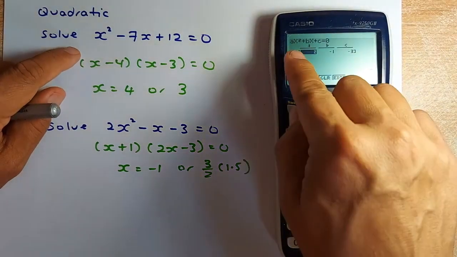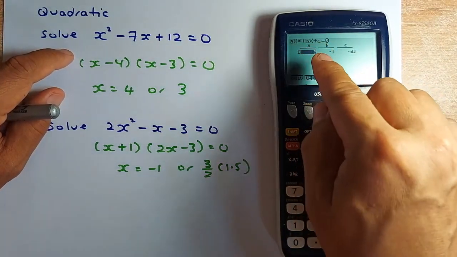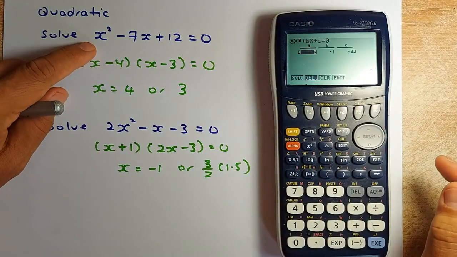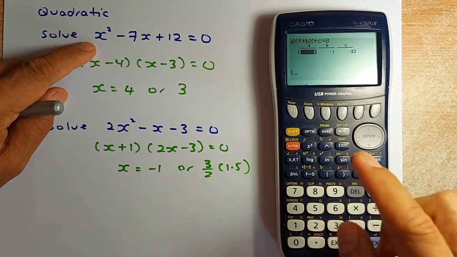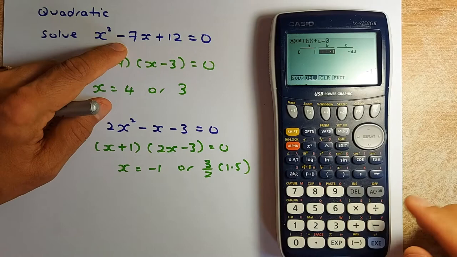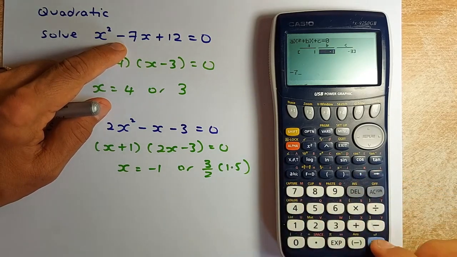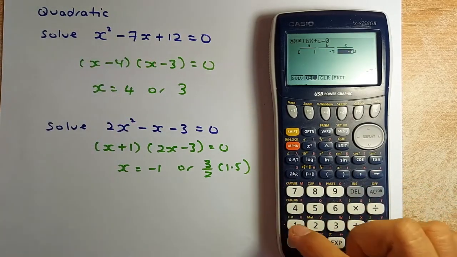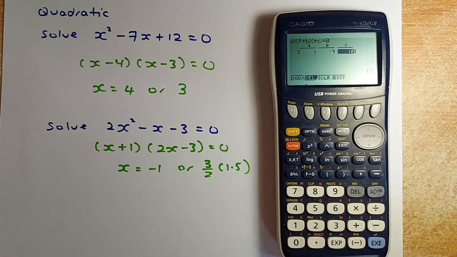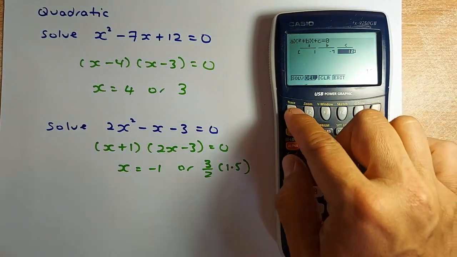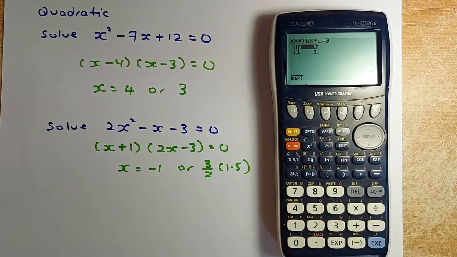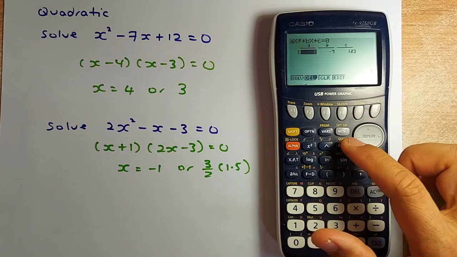The numbers have to be in this form, ax squared plus bx plus c. So for ax squared, a is 1. Once you press the 1, you execute. The next number is -7, you execute. And the last number is 12, you execute. And the last thing you need to do is solve: press F1, and you should get 4 and 3. Cool, isn't it?